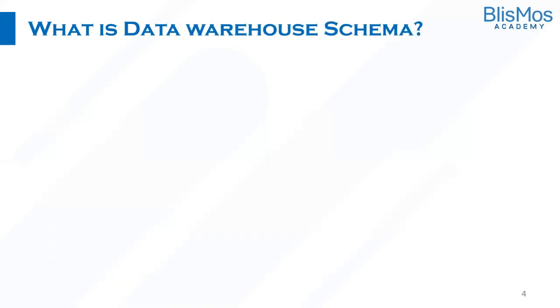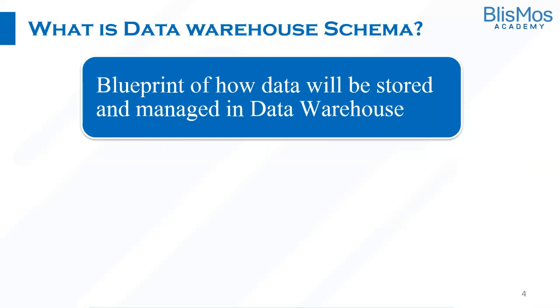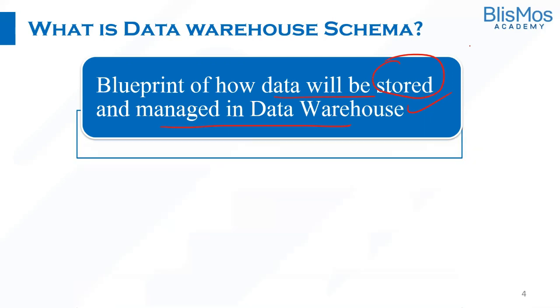Then what is schema in data warehouse? It is just an extension of that. Data warehouse schema is a blueprint of how data will be stored and managed in a data warehouse. Again, we are talking about how are we storing the data? How are we managing the data which is there in the data warehouse? So that will be indicated by a data warehouse schema. One more way of looking at it is, data warehouse schema is nothing but an organization of how the data is stored and how it relates to other data within a data warehouse.